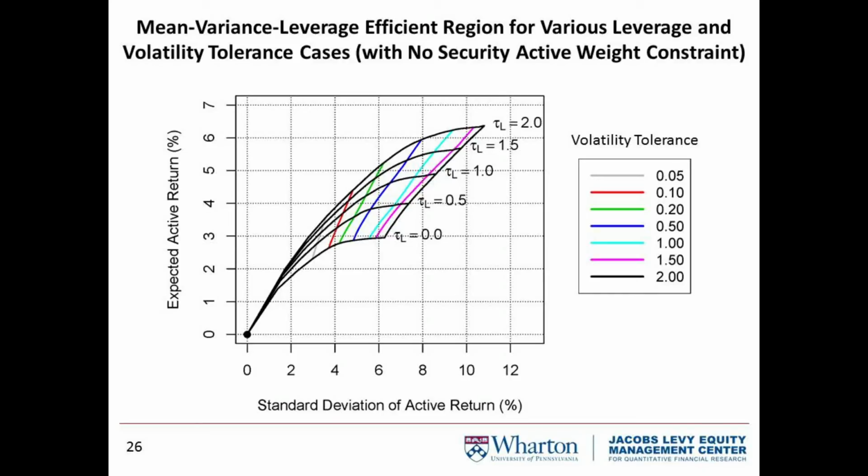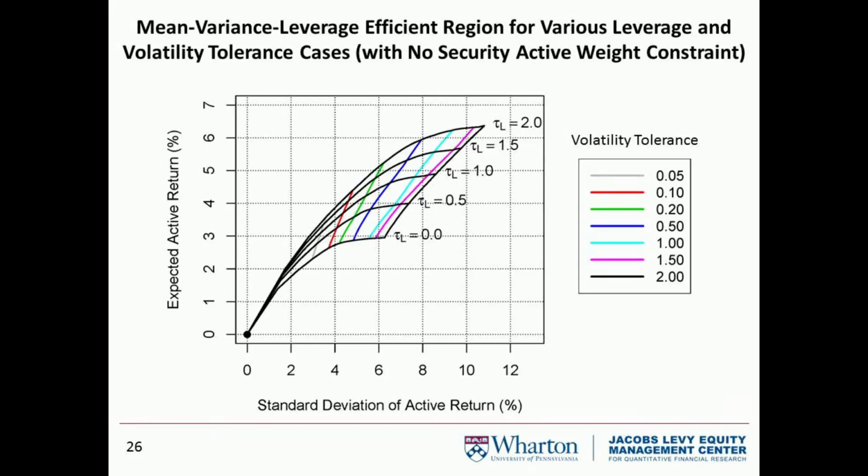But here, it's smoother. Now let's focus on the colored lines we show here, which in the legend we show as being for different levels of volatility tolerance. So we show volatility tolerance from 0.05 up to 2. Those curves are more vertical while the previous were more horizontal. And these are indeed efficient frontiers. They're efficient frontiers when you hold volatility tolerance constant at a certain level, and you move out on that frontier as your leverage tolerance increases.